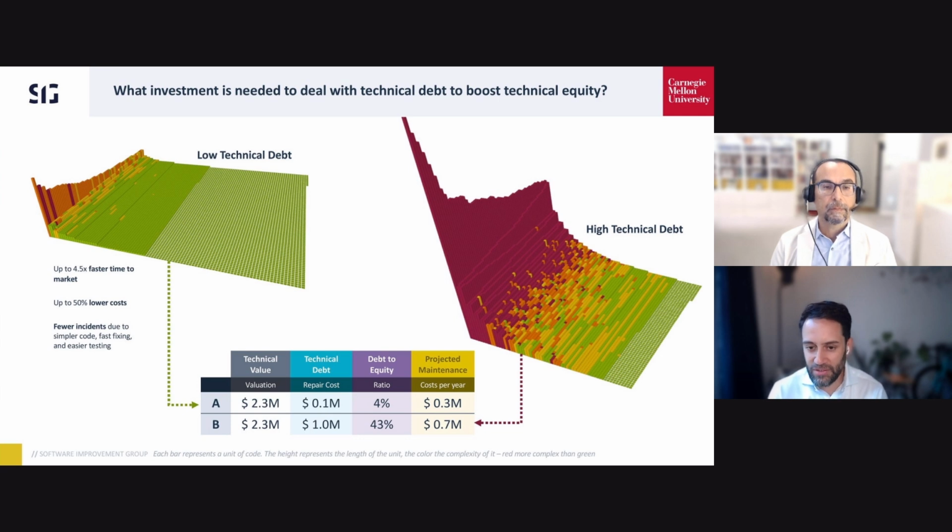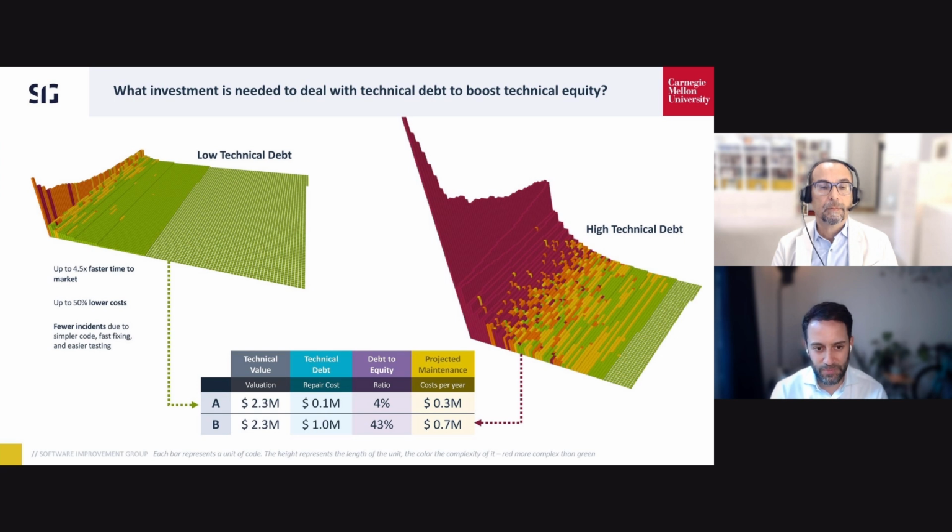But on the right-hand side, you can see that that is quite a substantial part of the total value of the system. So the debt-to-equity ratio on this right-hand system is 43%, which is quite high. And this is also where you can see that interest coming in. You need more people to do the same amount of work as on the system on the left, right? So the cost per year of the system on the right is $400,000 more than the system on the left.